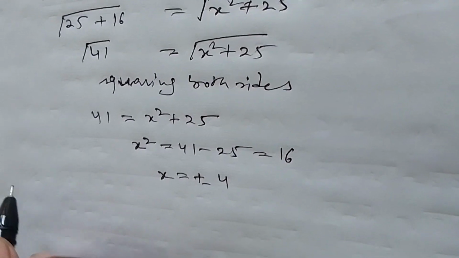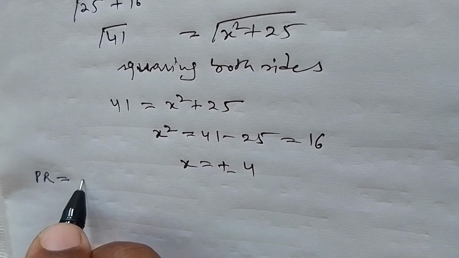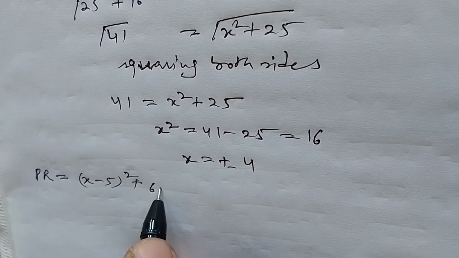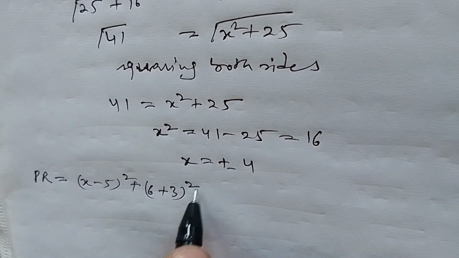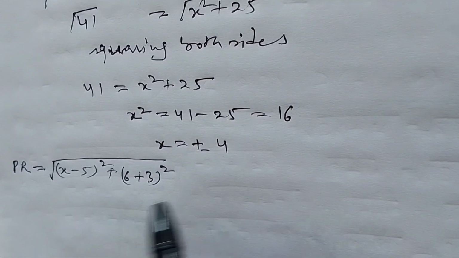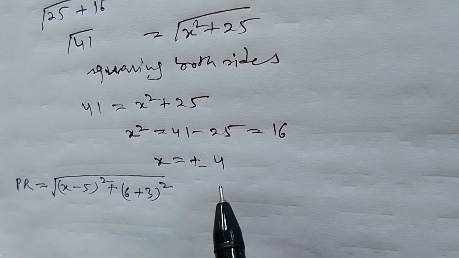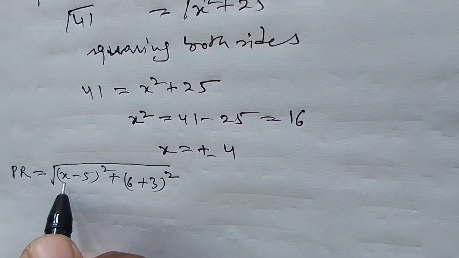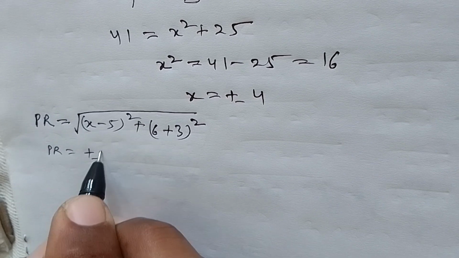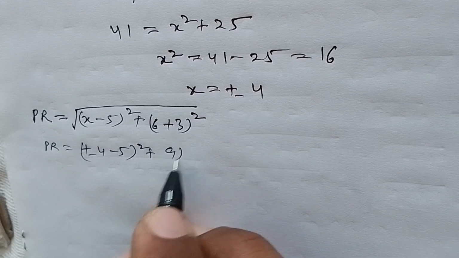So now we will calculate PR. PR is the square root of (x minus 5) square plus (6 minus 3) square... plus 3 square, because double minus comes out to be plus. Since we have calculated x is equal to plus minus 4, we will put the value of 4 in the place of x. The formula for PR will be the square root of (plus minus 4 minus 5) square plus 9 square.